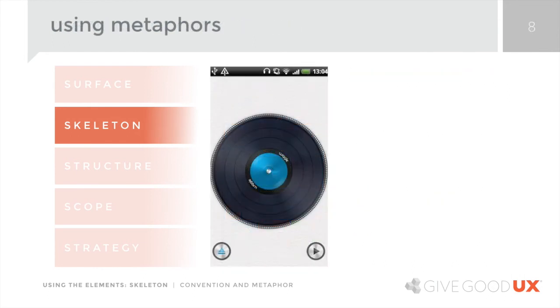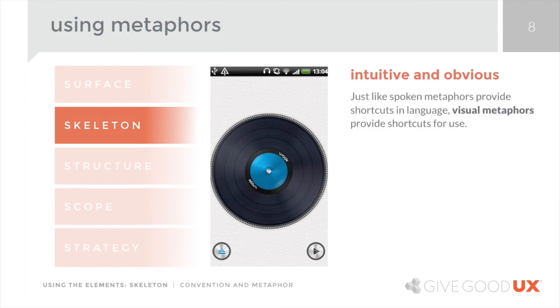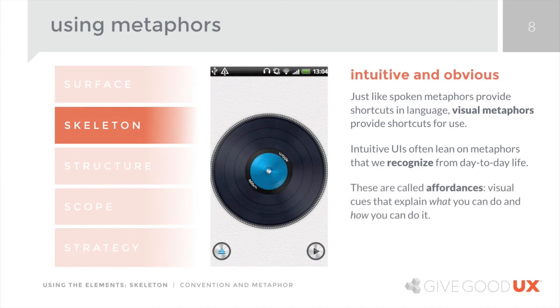Metaphors are also often used in interface design, and in order for them to be effective, they have to be intuitive and they have to be obvious. Just like a spoken metaphor can provide a shortcut in terms of language, a visual metaphor provides the same kind of shortcut for how to use something. An intuitive interface often leans on a metaphor that we instantly recognize from day-to-day life. These are called affordances. They're visual cues for what you can do and how you can do it.